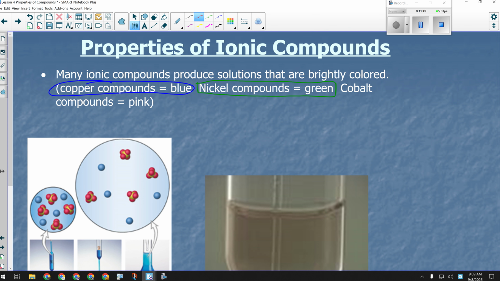Okay. And cobalt-containing compounds, they vary, but they're generally orange, red, pink. Okay?